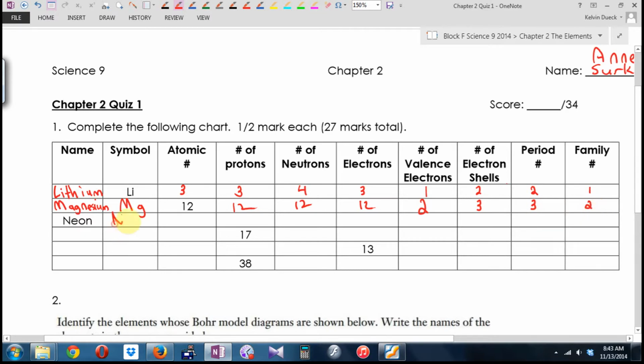Neon is Ne. It's element number 10, which means it has 10 protons. It also has 10 electrons. How many neutrons does it have? Oh, well, it also has 10. That's rather convenient. How many valence electrons? 8. How many electron shells? 2, because it's in row 2. Sorry, also period 2. And what family is it in? It is in family number 18, the noble gases.